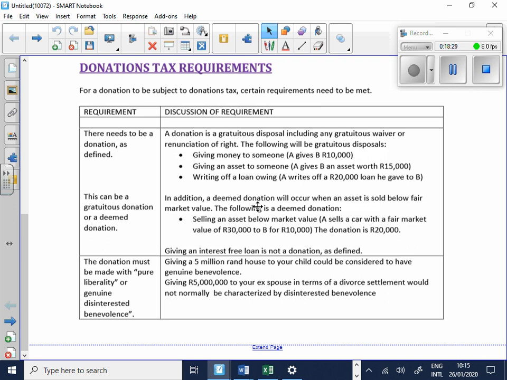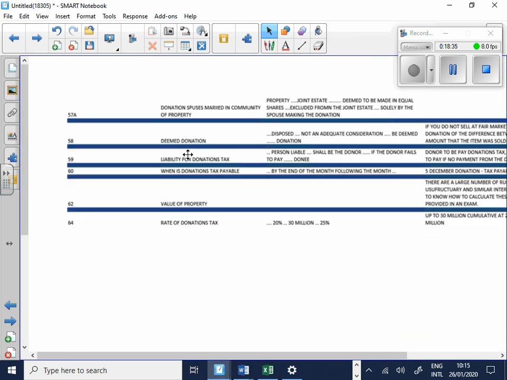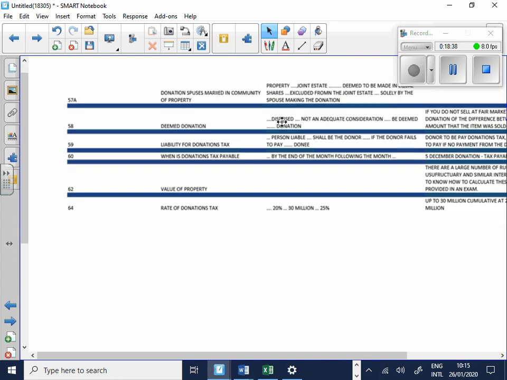Now, this is in section 58. So when you come down here, deemed donation. Now look what I've got there. It says disposed, dot, dot, dot, not an adequate consideration, dot, dot, dot, be deemed a donation. So I need you to actually understand that. There's a whole big clump there inside the actual legislation handbook. Does everybody understand that? If you just look at the highlighted stuff, it says they're disposed, not an adequate consideration, be a deemed donation. That says if I sell something that's worth 100 for 10,000 rand, what's going to happen? 90 is a donation.